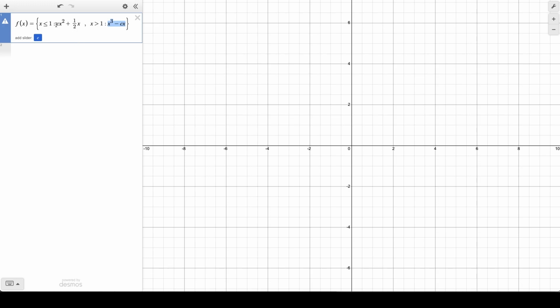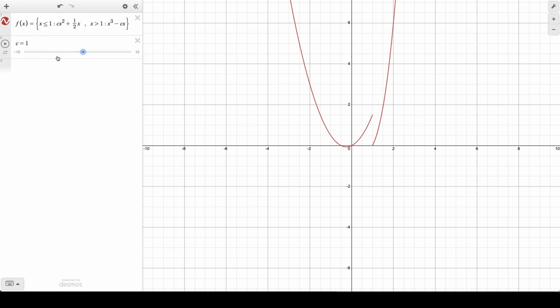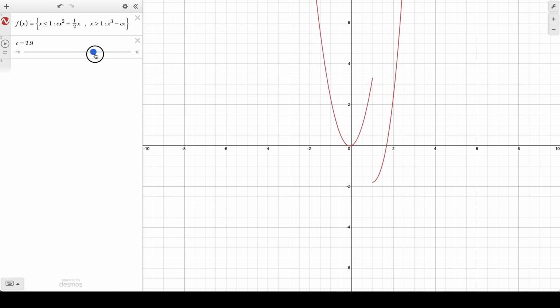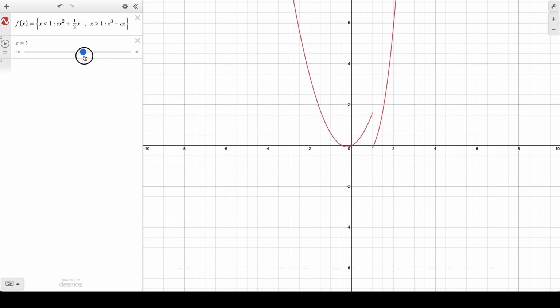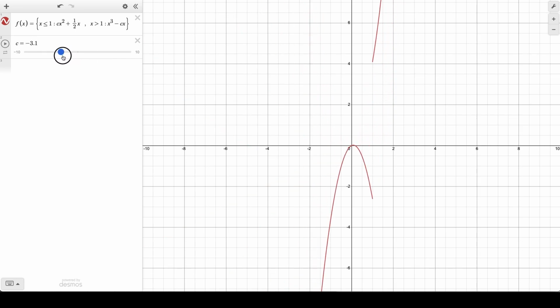Now I put in that c, which is an unknown, and Desmos gives me an option to create a slider. And so right now it's putting the slider at 1. So this is the function that is 1x squared plus 1/2 x for x less than or equal to 1, and x cubed minus 1x for x greater than 1. And you can see that there is a break here at x equals 1. And if we drag that slider, we can see that there's a discontinuity between those two pieces, a jump discontinuity, for all of these different values of c.